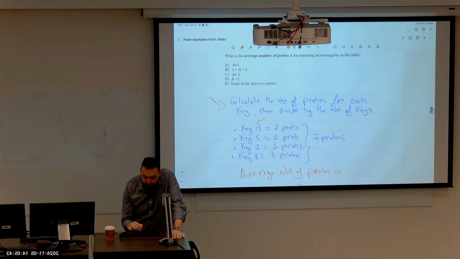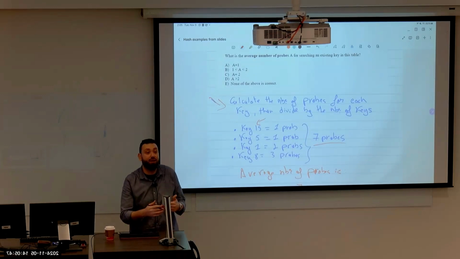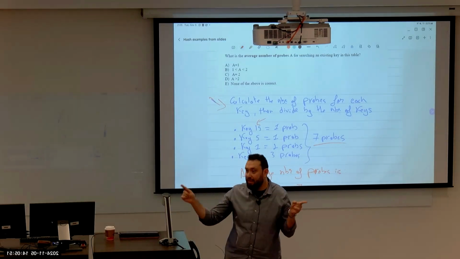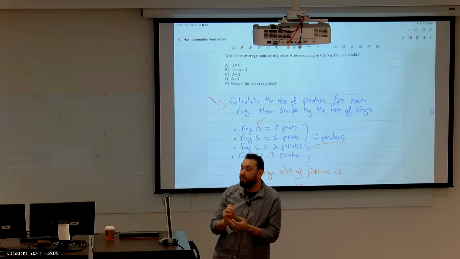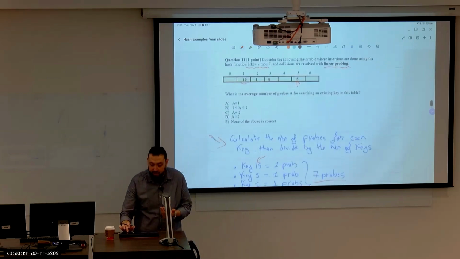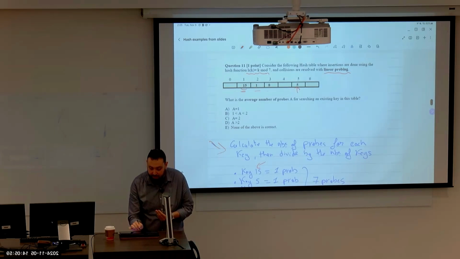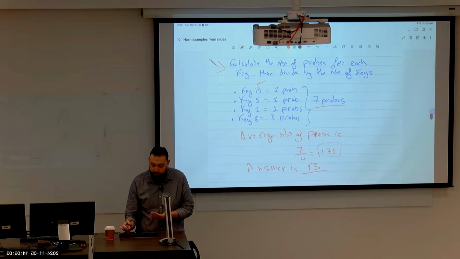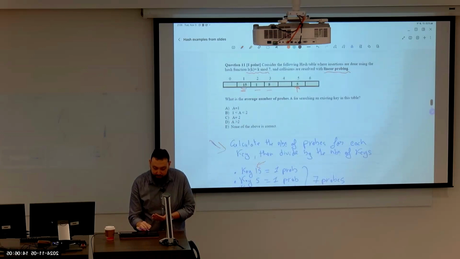Then for key 1, it took me 2 probes. For key 8, 3 probes. I have 7 probes. How do I calculate the average? It's going to be 7, not divided by the length of the array, divided by the number of keys inserted. How many keys do I have here? I have 4 keys, 15, 1, 8, 5. So 7 divided by 4, that's 1.75. So the answer would be B.